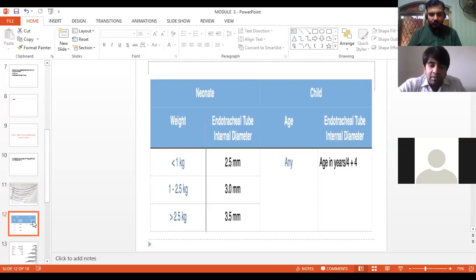In a child who is above 1 year of age, the formula for calculating the size of the endotracheal tube is age in years divided by 4 plus 4. For example, the age of the child is 2 years. 2 divided by 4 will be equal to 0.5, plus 4, then it is equal to 4.5. So for a 2-year-old child, the ideal size of endotracheal tube is 4.5.